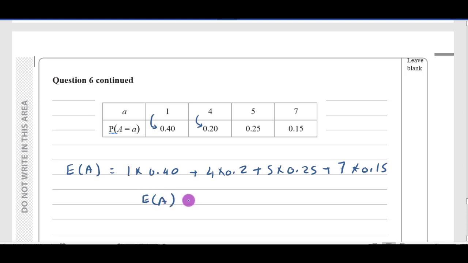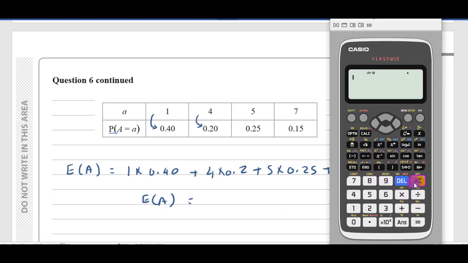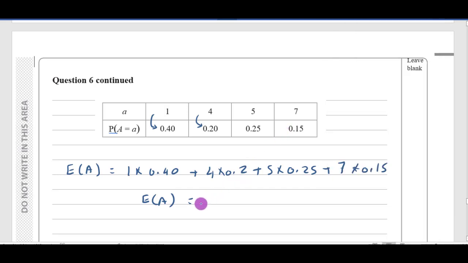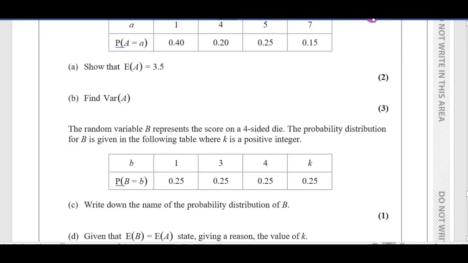So E of A is equal to, let us bring our calculator, 1 times 0.4 plus 4 times 0.2 plus 5 times 0.25 plus 7 times 0.15. So it's equal to 3.5, and this is the answer of the first part. Let us go ahead to another part.